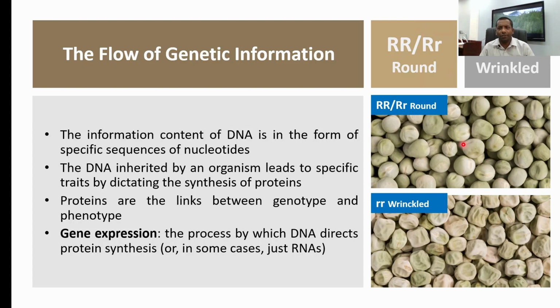So I'll take a very famous example. I hope you know Mendel's pea experiment. In his experiment, he observed two types of pea seeds: round seeds and wrinkled seeds. When the genotype is homozygous dominant or heterozygous, the plants produce round seeds. If the plant is homozygous recessive, the plant produces wrinkled seeds.